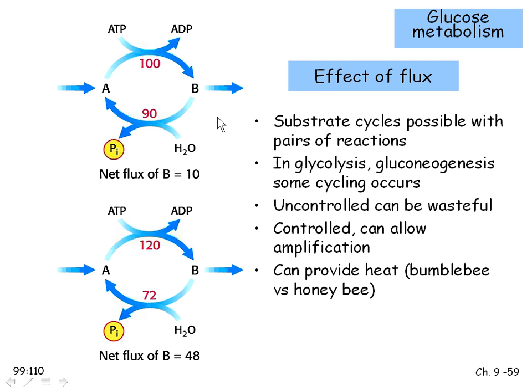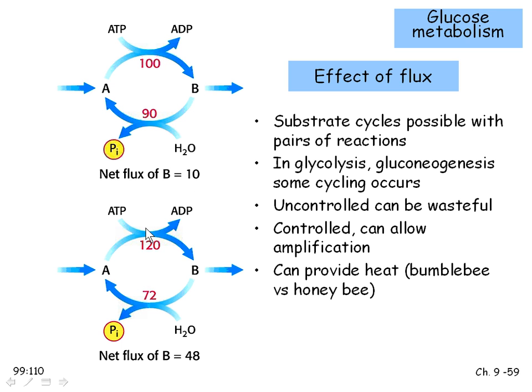So if you look at some metabolic situation where A and B are related, where you can go forward to B or you can go back from B to A. If under one set of circumstances you have 100 units going forward to B for every 90 that come back, there's only a difference of 10. There's a net flux of 10.